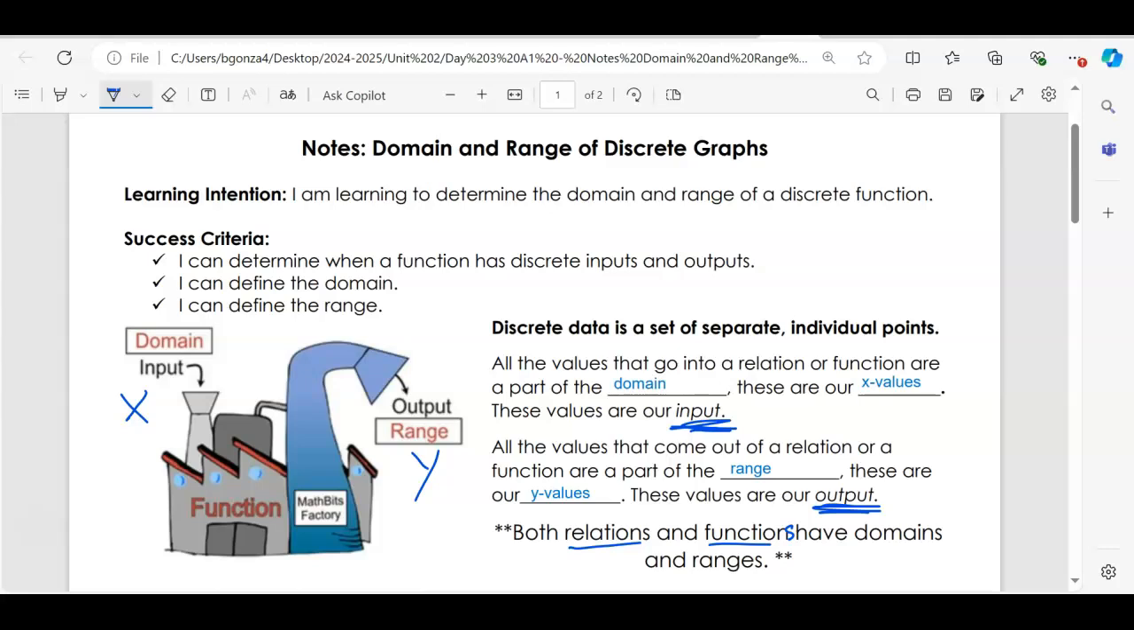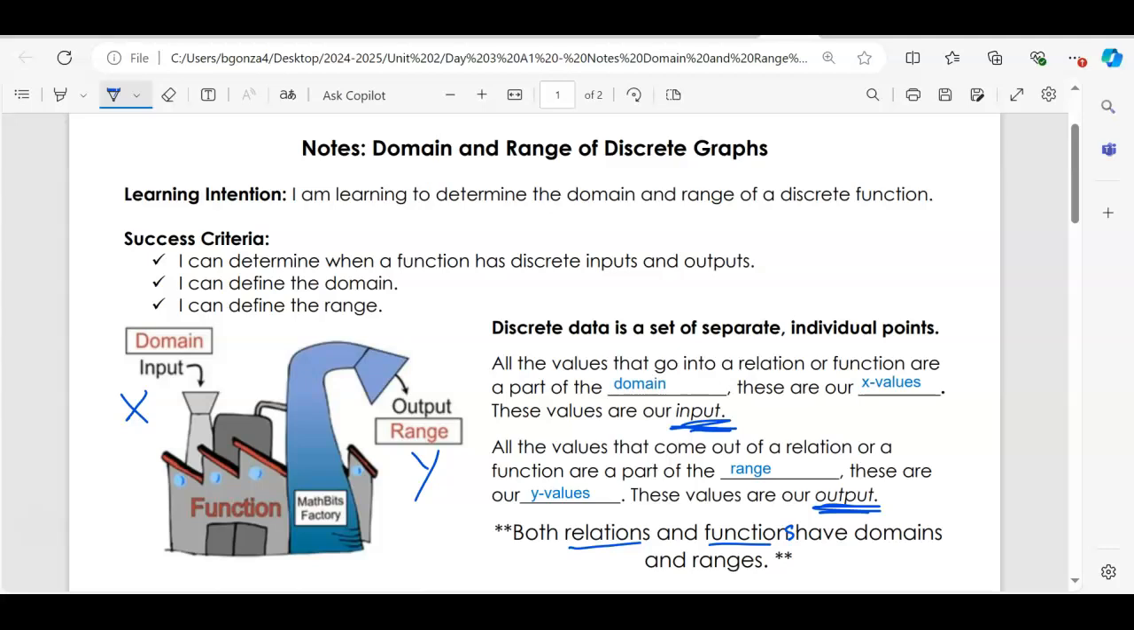Functions, okay, data that's discrete also. It's like a factory or a machine. You put something in, you get something out, right? So this says all the values that go into a relation or function are a part of the, write that down, domain. These are the X values, and you can underline the word input. These values are our input.